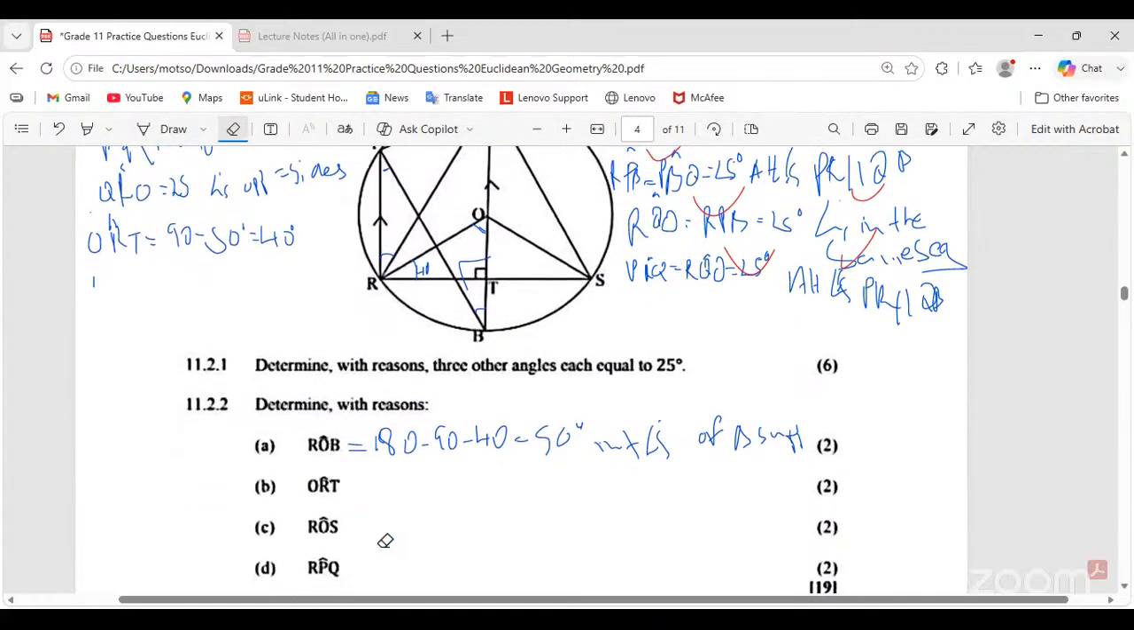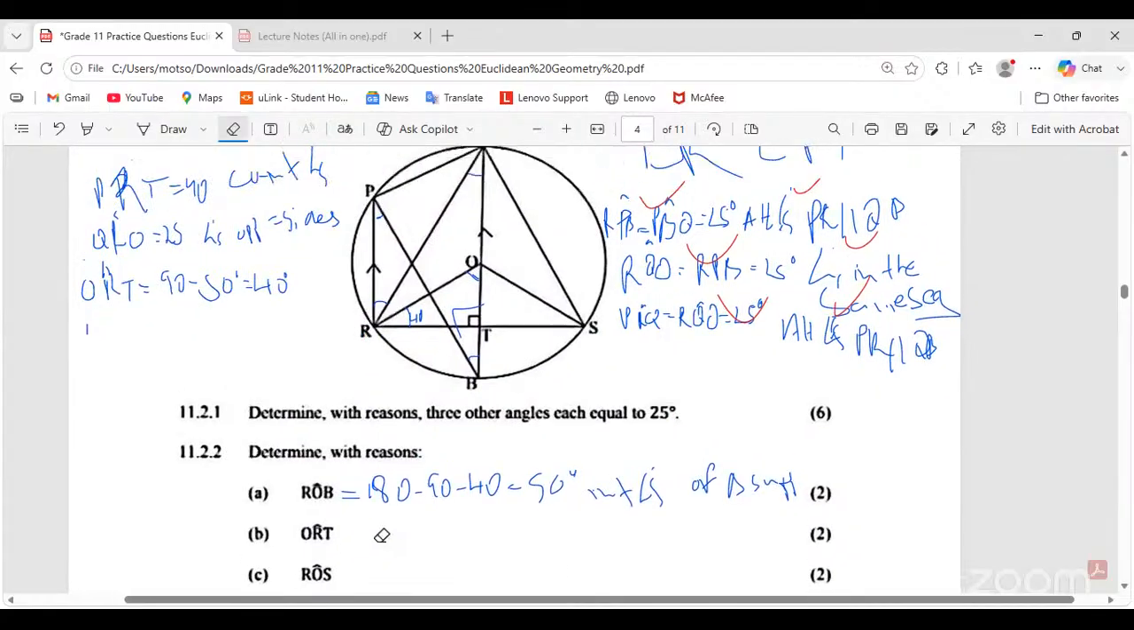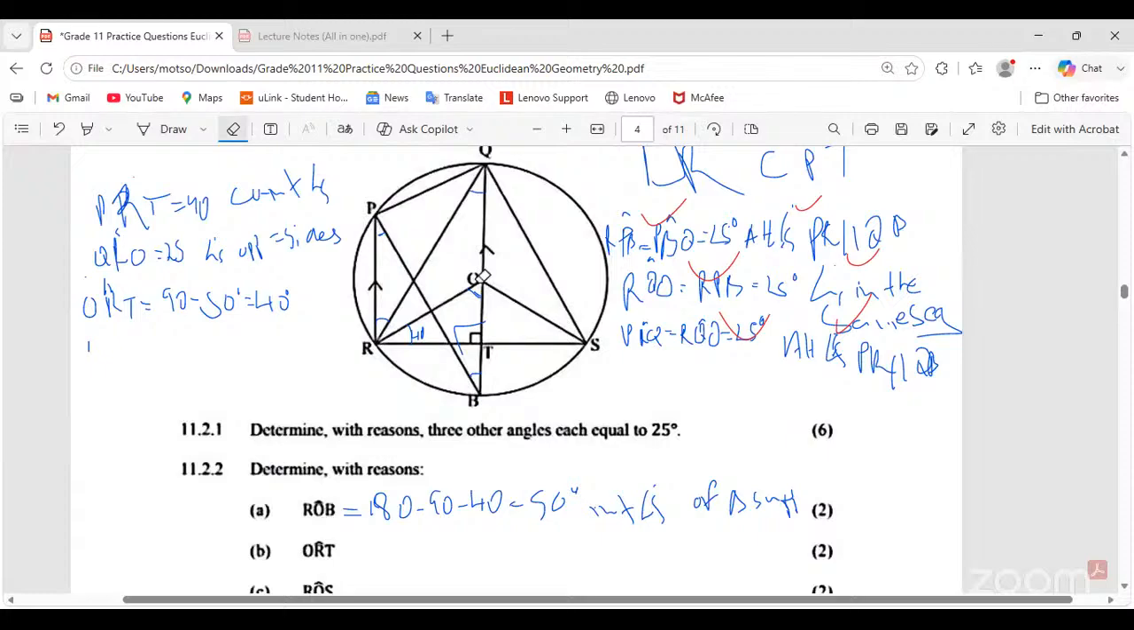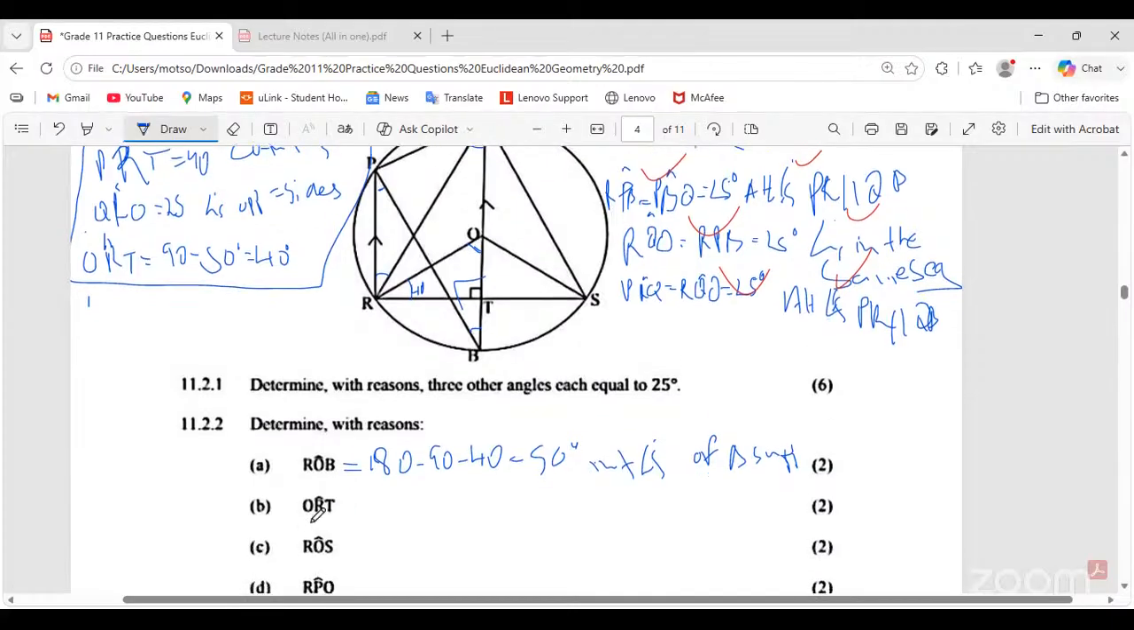Let's go to the next one. B, to calculate the size of angle ORT. ORT. Oh, we already did that. ORT here it is. You can just take this answer, you paste it here. Okay, let's go to the next one.